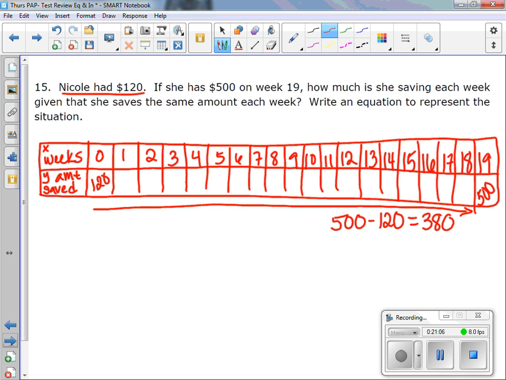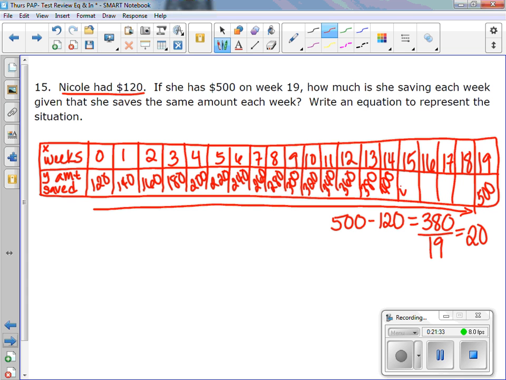How many weeks is that? 19. So I'm going to divide that to come up with she must have been doing $20 a week. So that's 140, 160, 180, 200, 220, 240, 260, 280, 300, 320, 340, 360, 380, 400, 420, 440, 460, finally 480 to the 500. So it asked us to write an equation to represent the situation.